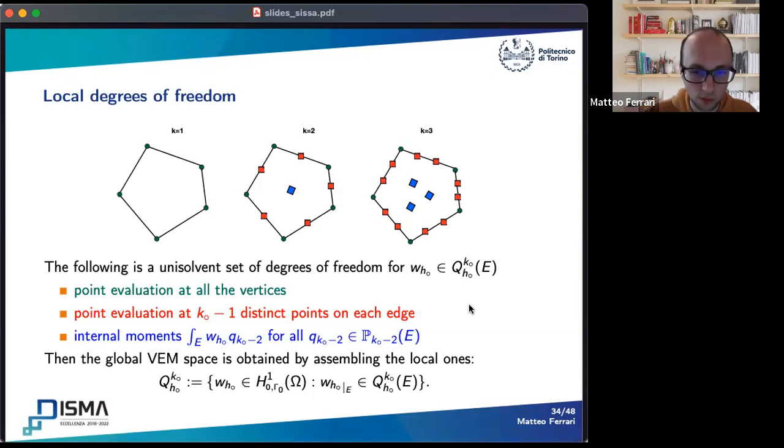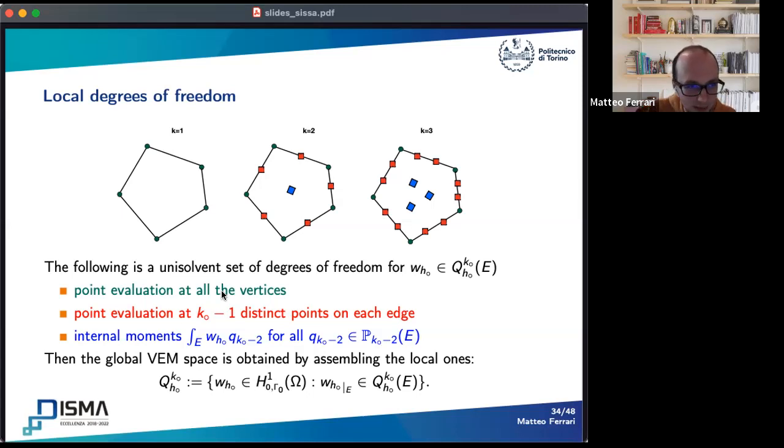Okay. From this, maybe it's not directly clear, but the idea is that with these degrees of freedom and using integration by parts, we can compute some bilinear forms associated to the grad-grad. In fact, integrating by parts, we have a Laplacian part that is hidden here because we can compute this, and a boundary part that we can compute here.